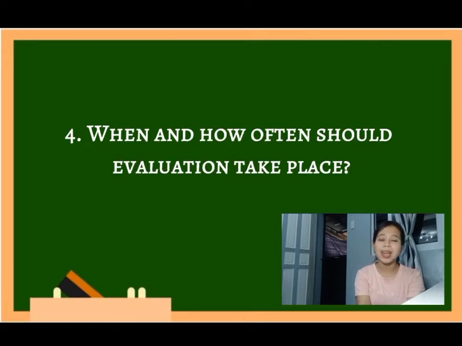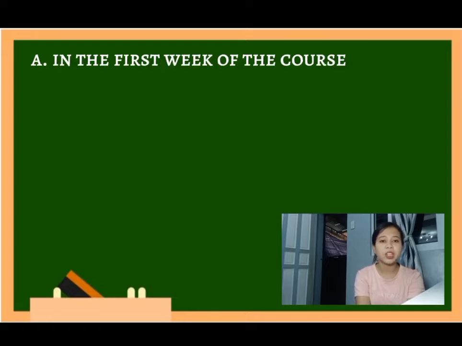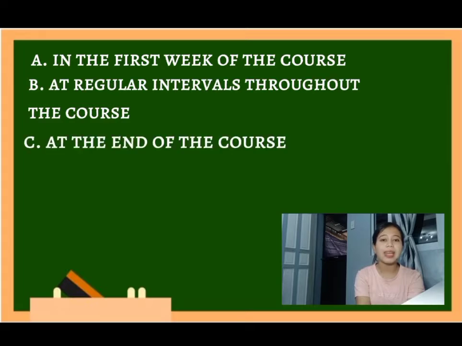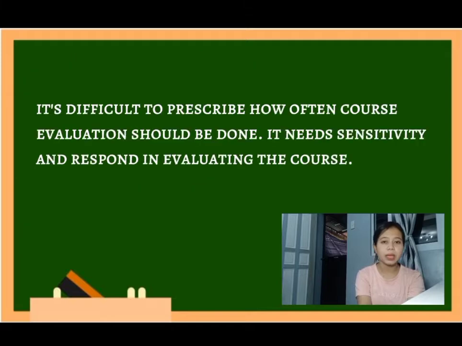And the last aspect is when and how often evaluation should take place. According to Hutchinson and Waters in 2008, the most appropriate times to evaluate the course are: in the first week of the course, at regular intervals throughout the course, at the end of the course, and at the end of each meeting, because it's effective to know how well the course achieved the goal. It is difficult to prescribe how often course evaluation should be done. It needs sensitivity and response in evaluating the course. Besides, it also depends on the characteristics of the individual teaching situation.